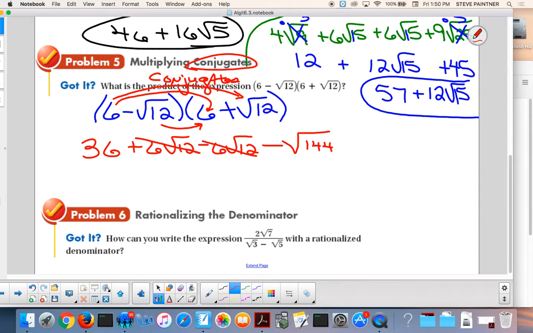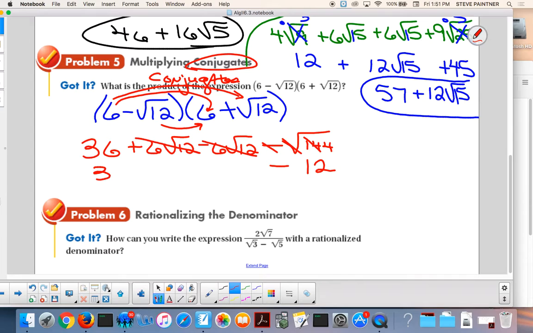What I'm trying to say is if they're always going to cancel, do I really have to do outside times outside, inside times inside? No. Now, if you don't want to, but some of you don't trust that, so just do it anyways. You'll see they cancel out. Now, look at this. Square root of 12 times square root of 12, square root of 144. That's just minus what? 12.